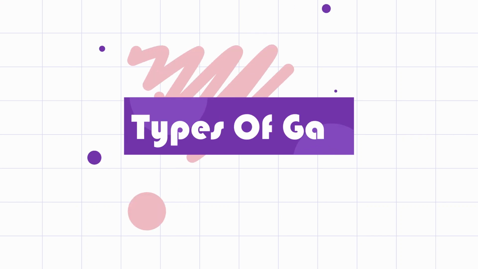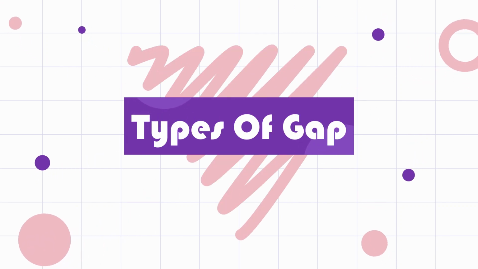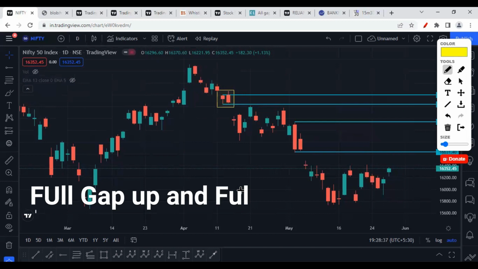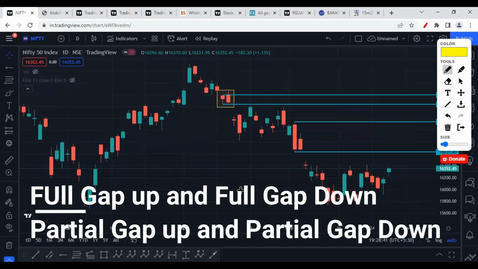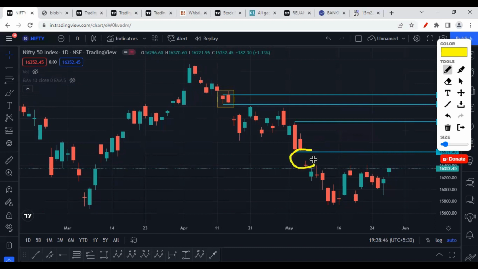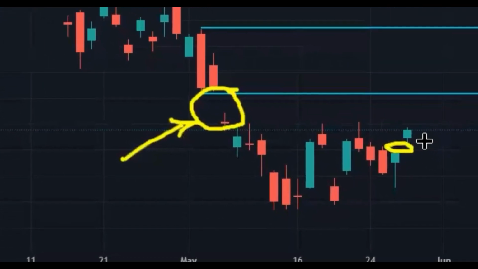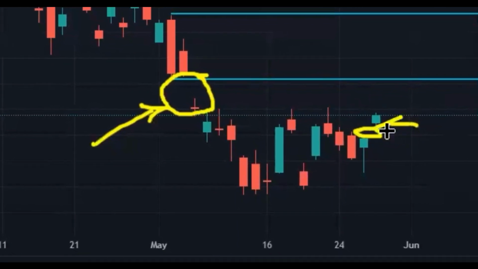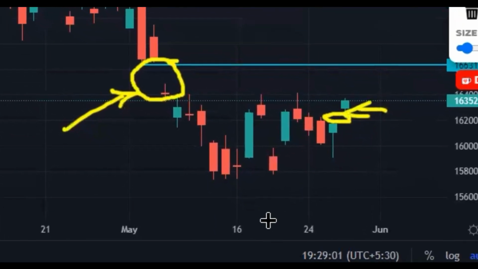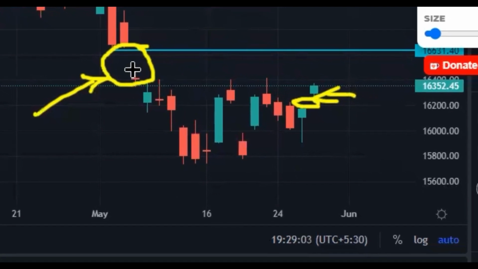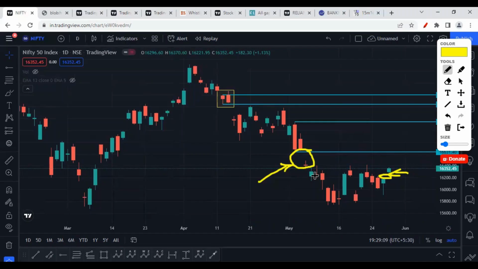So the next point is, what are the types of the gap? There are two basic types of the gap. One is full gap up and gap down. Another one is partial gap up or gap down. So for example, here, when you see a price opening below the previous low, it is called a full gap down. And whenever the price opens above the previous high, it is called a full gap up. Full gap up and full gap down are considered when the price opens above the previous high and below the previous low. So what are partial gaps?